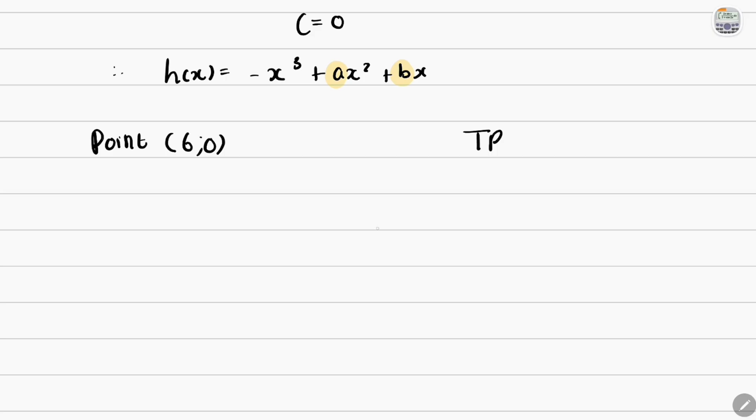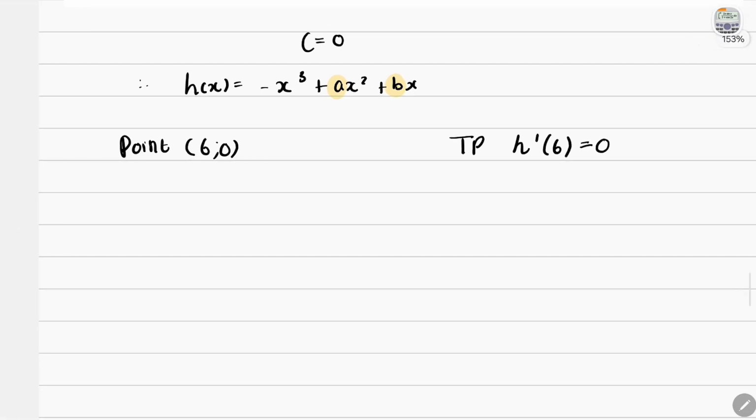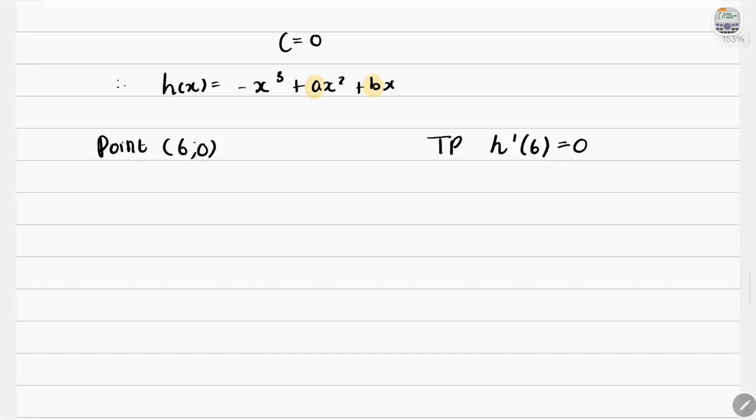As a turning point, remember that at that point, 6 and 0, this is where the gradient of this function is equal to 0. The gradient of the graph of h at x equals 6 is 0. So we'll use it as h prime of 6. The gradient of the function at the point where x is equal to 6 is equal to 0. And these are the two ways we can use it to find a and b.